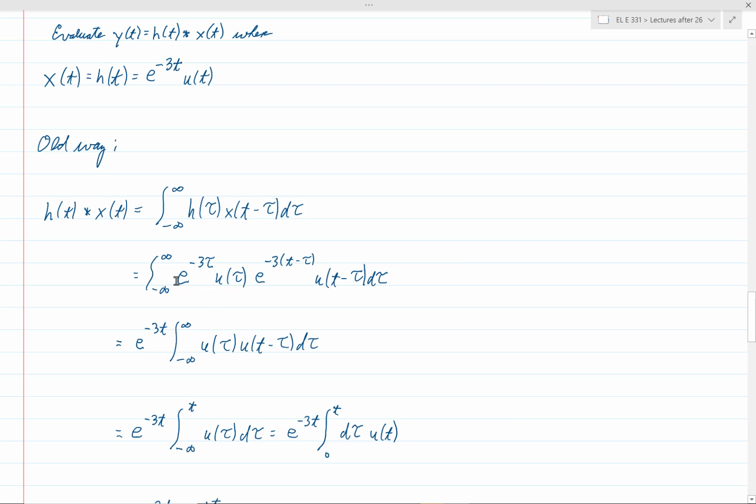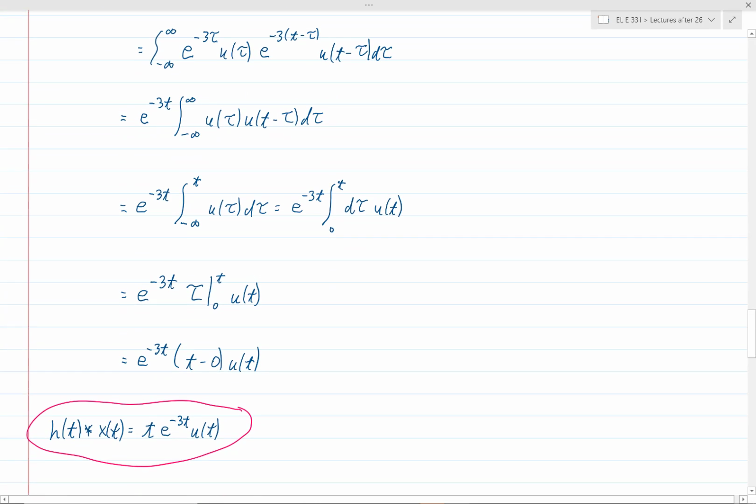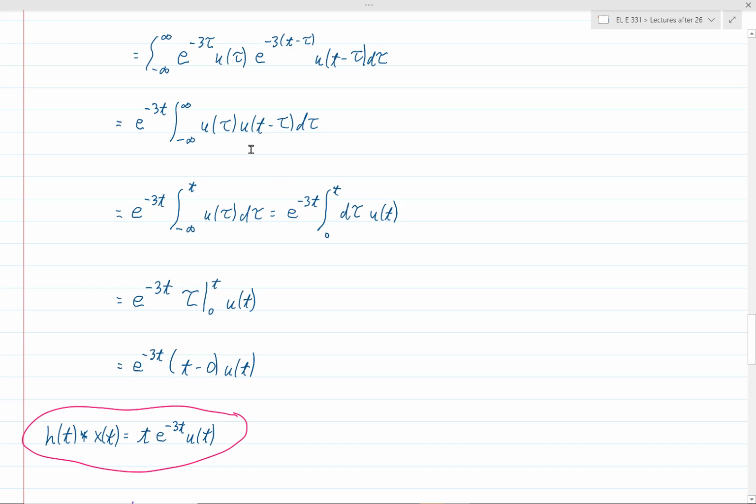Notice also that we have e to the minus 3 tau here, and e to the negative 3 times negative tau, or e to the positive 3 tau there. So when you multiply those together, you just get 1. So after taking that e to the minus 3t out and observing that e to the minus 3 tau times e to the 3 tau is 1, all we're left with is this integral. Now, this is one of these integrals where we have to be very careful about what these u functions, these unit step functions, do.